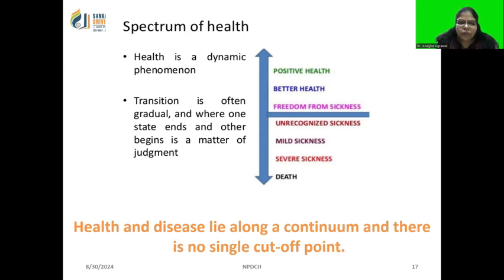Transition is often gradual, and where one state ends and the other begins is a matter of judgment. So there is no clear-cut distinction on this continuum for absolute positive health, where there is no disease. That is the definition of health that we understood in the very first slide. That is positive health, absolute positive health, which is absolutely unattainable.